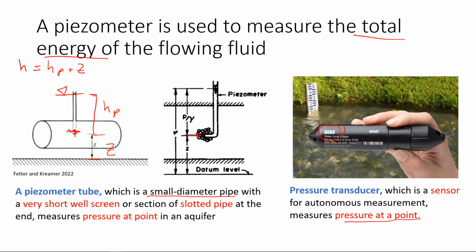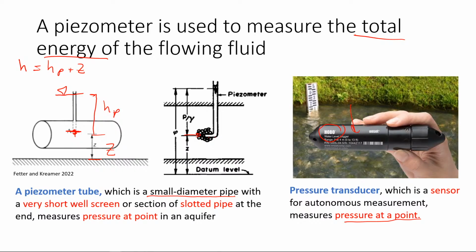So you know where you are installing it. It will measure pressure at a point. Sometimes it will also measure atmospheric pressure as well, and it will already do the calculation, because atmospheric pressure varies from one place to another. It will automatically give you the zero gauge pressure by subtracting the atmospheric pressure.